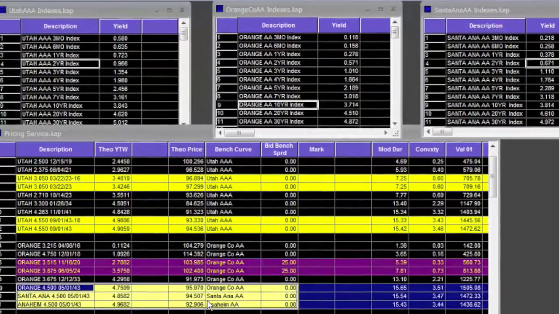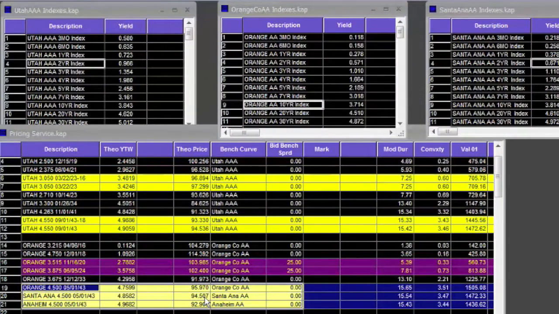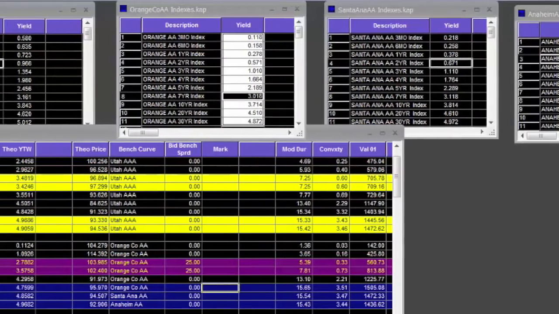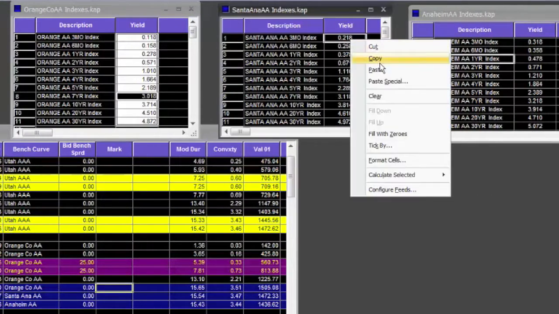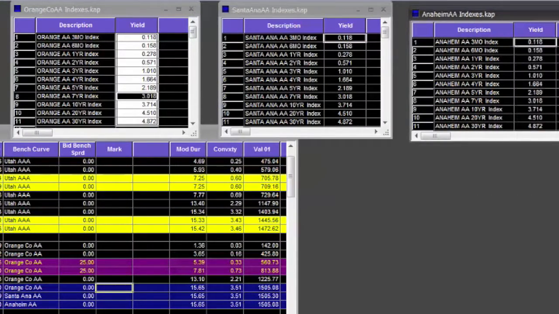These 3 securities are identical except for the issuer. They are benchmarked to different curves. We have set Anaheim to price cheap to Santa Ana, which in turn is cheap to Orange County. Thus, the securities price differently. If I copy the Orange County curve to the city curves, the values of the bonds will converge.